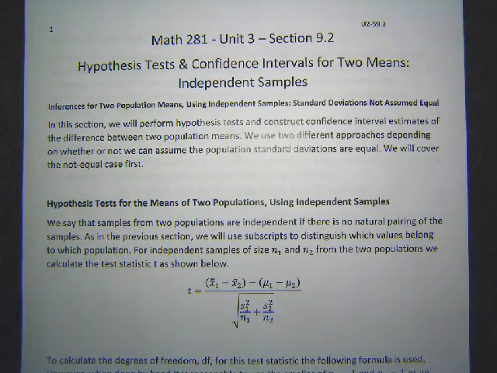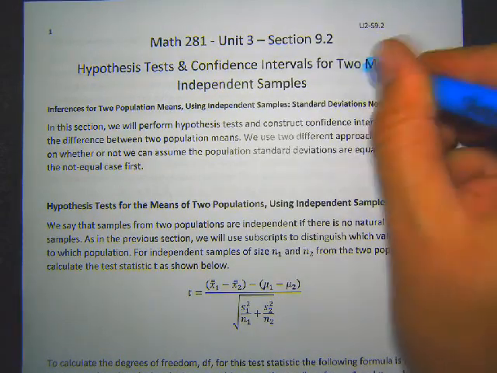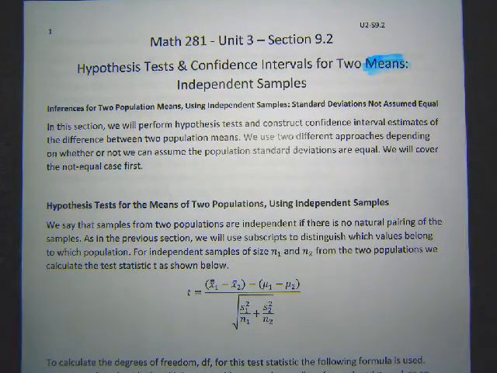We are continuing on with chapter 9. We're going to still be working with two populations. The big difference now, though, is we're going to be working with means. In the previous section we worked with proportions. Now we're working with means, so we're going to be looking at the averages, not the percentage. We're still going to be doing both hypothesis tests and confidence intervals, dealing with two different populations.